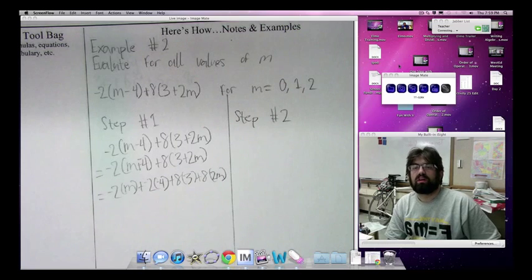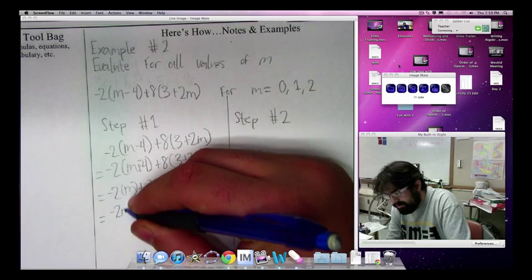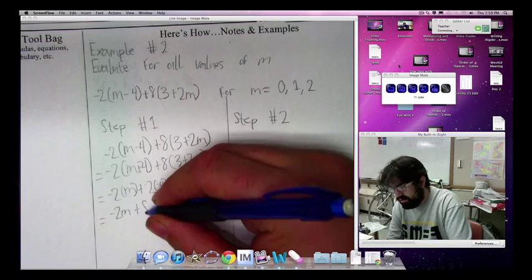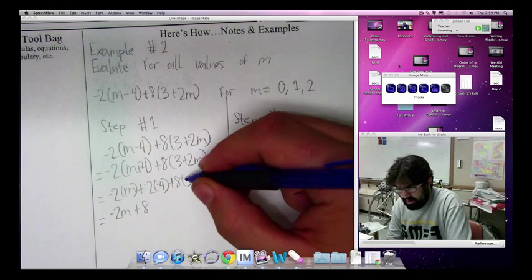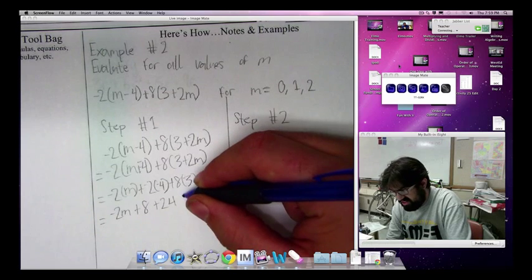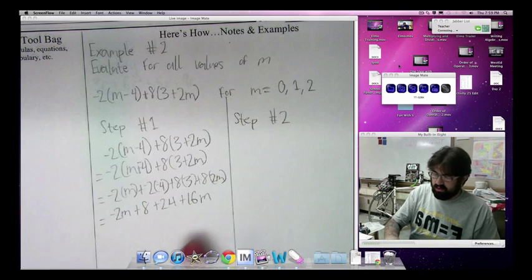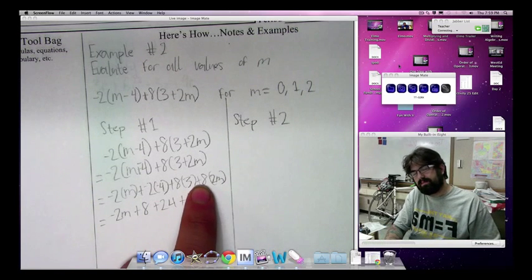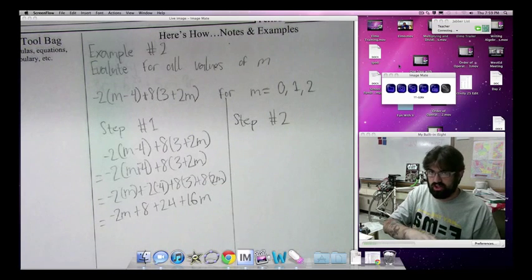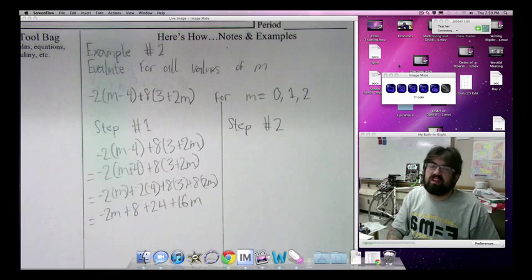Okay. Let's multiply it out. Negative 2m. Negative times a negative is a positive. 8 times 3, 24. 8 times 2 is 16. M just comes and hangs out. He's cool. We just multiplied a constant. If it's a constant times the number in front of a variable, which is called a coefficient again, you just multiply them together. M doesn't change. It's just M.